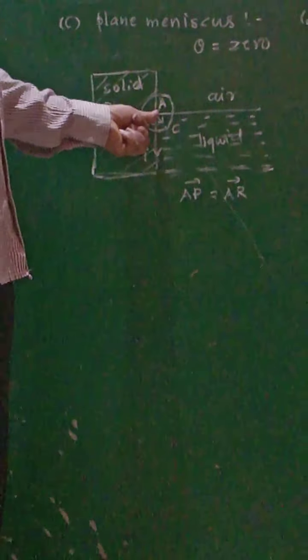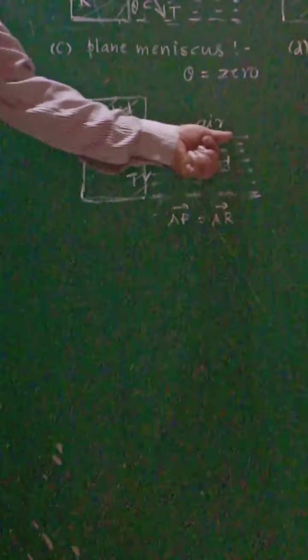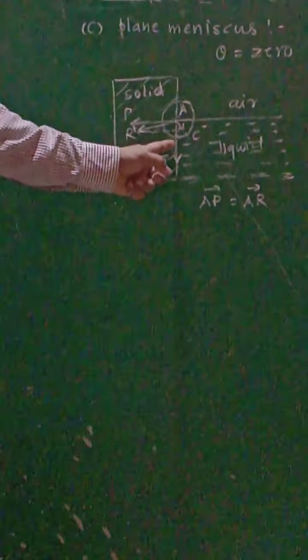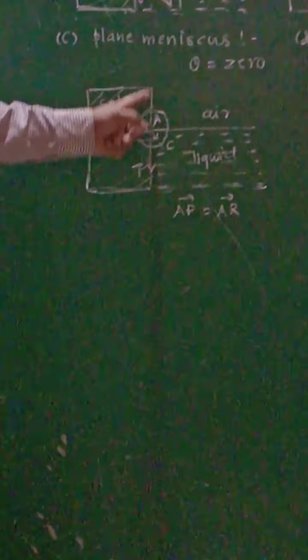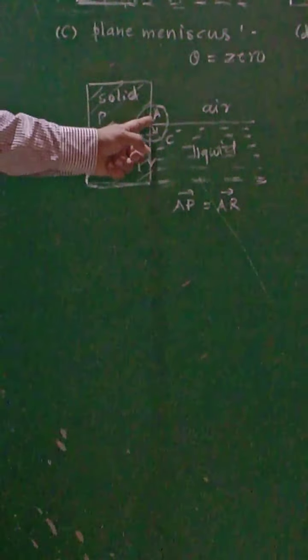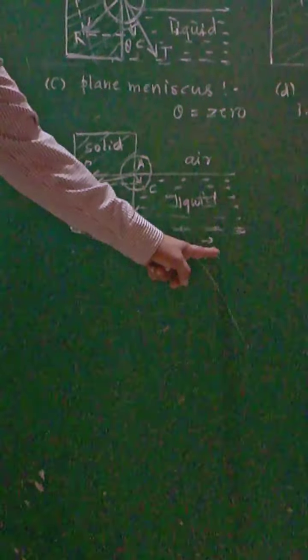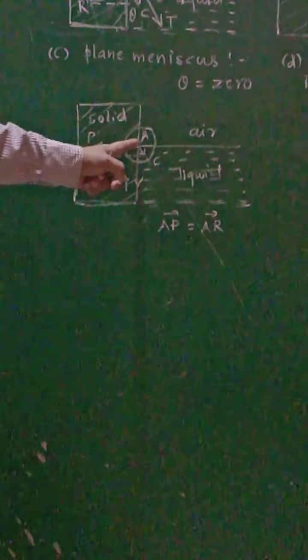Therefore they will not move up or down, they will remain at their own position, and hence a plane surface will be attained. Now in this case, if you draw the tangent to that free surface of the liquid, it will lie along the solid surface, and hence the angle of contact will be equal to 0, so that AP will be equal to AR, that is nearly the same.